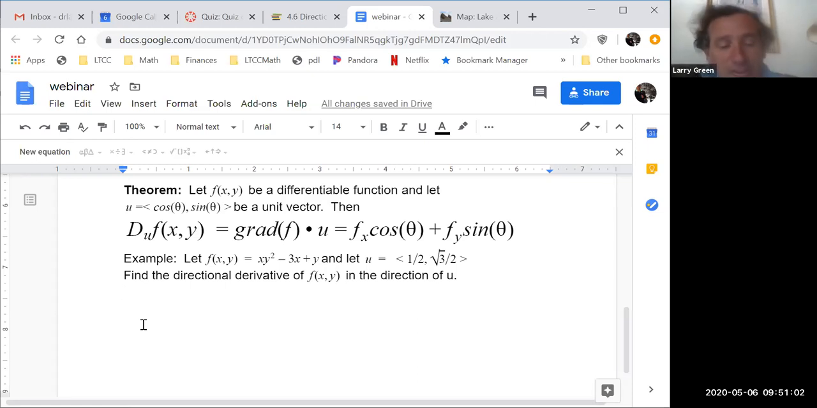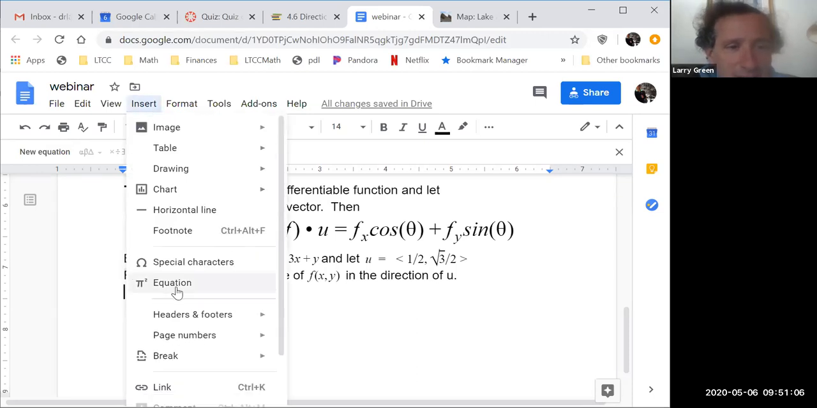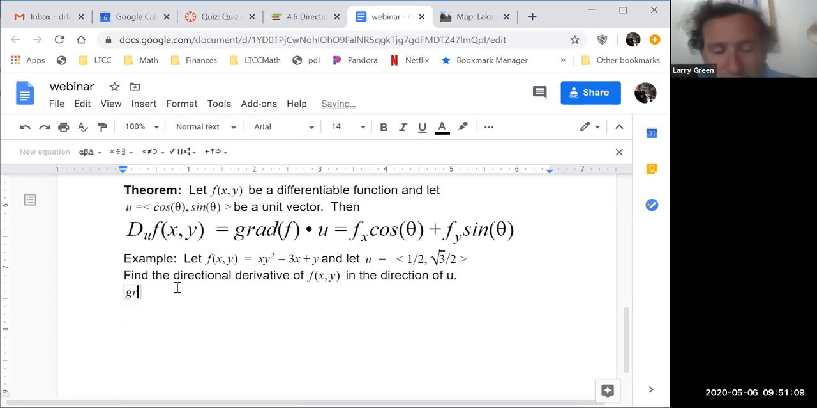So what we do is first let's find grad f. And that's not supposed to be hard. I didn't give you some evil gradient thing. So grad of f is a vector, and what vector is that? Yeah, y squared minus 3 is the i component. And the j component is going to be 2xy plus 1.